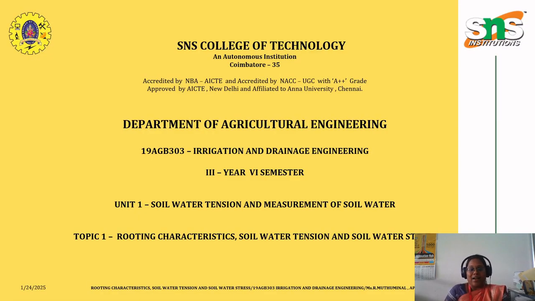This is Muthuminal R, Assistant Professor from the Department of Agricultural Engineering at SNS College of Technology. Today we'll see about the continuity of the previous topic, rooting characteristics and how the plant gets water from soil. That comes under the unit soil water tension and measurement of soil water, under the subject irrigation and drainage engineering for the students of third year 6th semester.